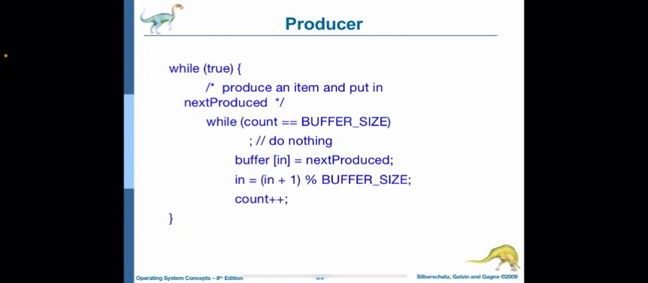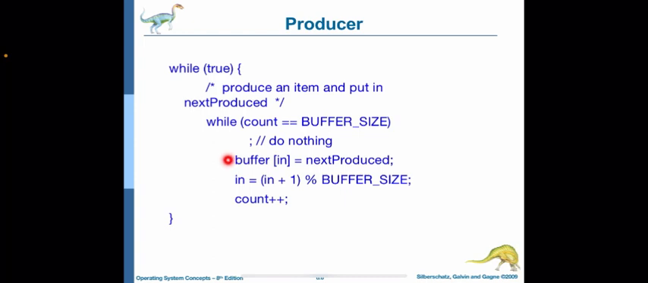So count indicates the number of full buffers in the system, right? So it will compare the count with the maximum size of the buffer. If they are equal, that means the buffers are full now. How does the producer wait? It will wait using this semicolon, you can see here, right? It will wait until some of the buffers become empty.